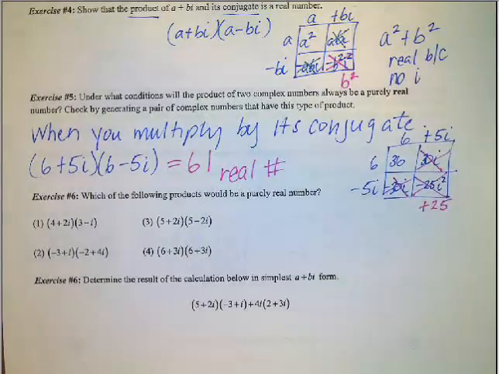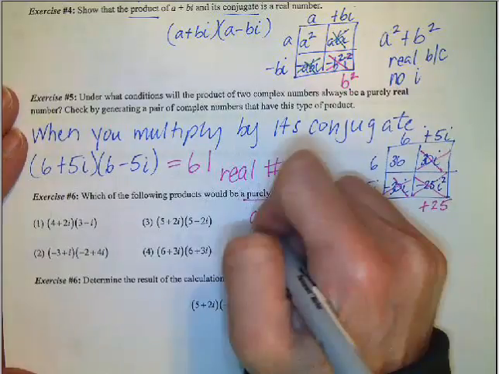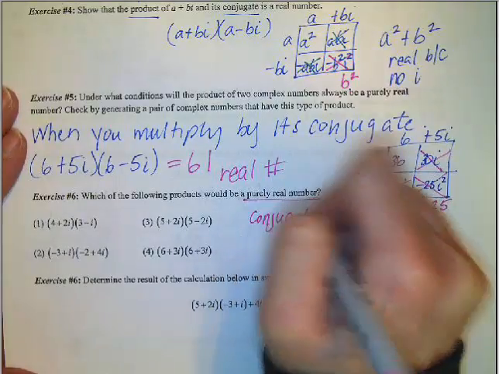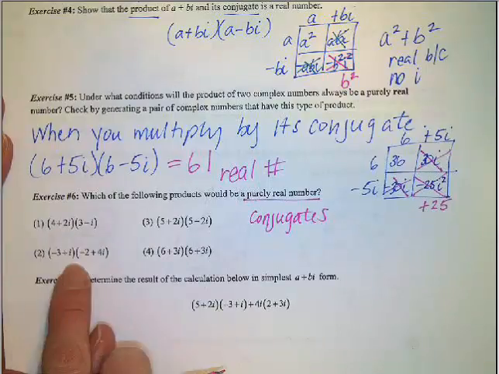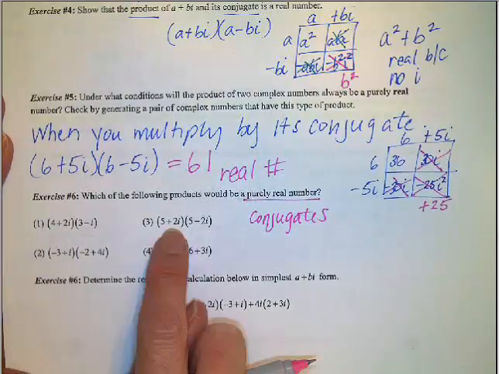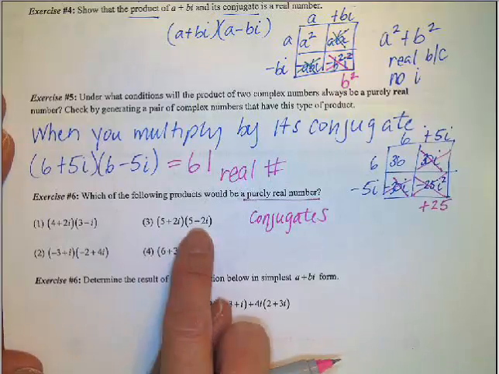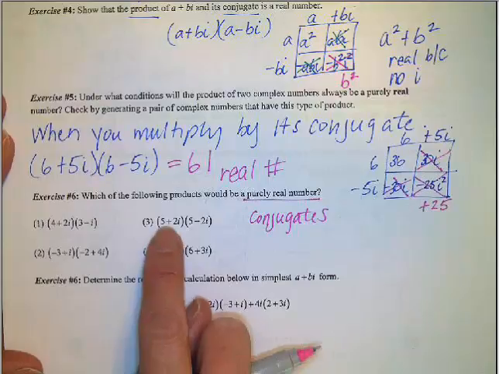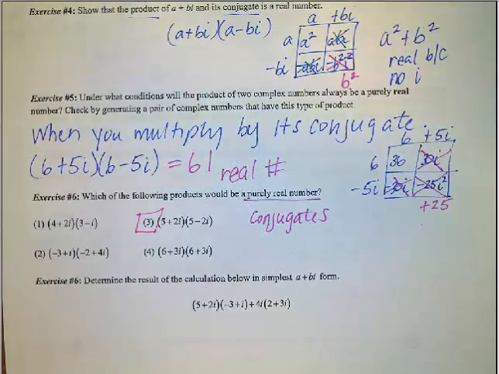So in exercise 5, it makes this one really easy because if you know that it is purely a real number, then you know you have to have conjugates. Is 1 conjugates? Nope, those are not conjugates of each other. 2? Nope. 3? Yup. 4? Nope, because the signs are the same. The signs have to be different or opposites, and you need to have exactly the same thing. So your answer to number 5 is 3.